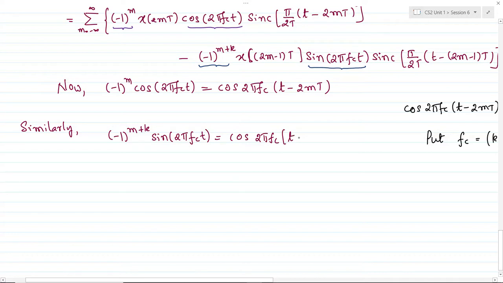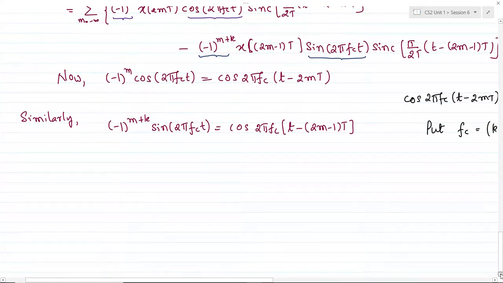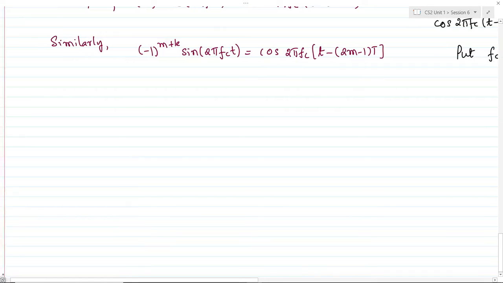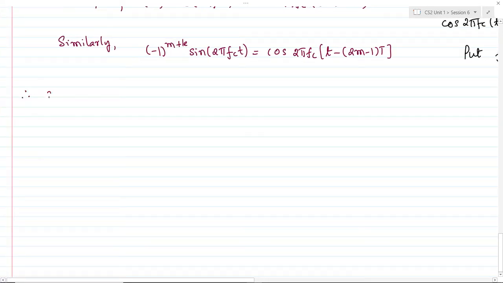So therefore, what we have obtained is that x of t now is the summation over m. We have clubbed two terms here, x of 2mt. So what is left in this term? The first term will be cos 2 pi times x of 2mt.